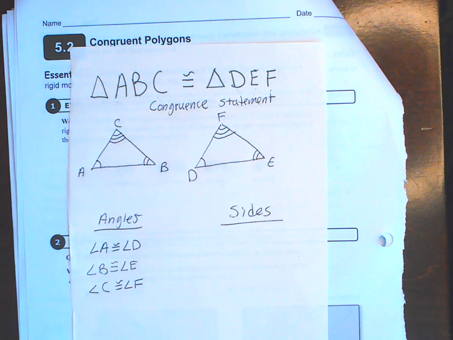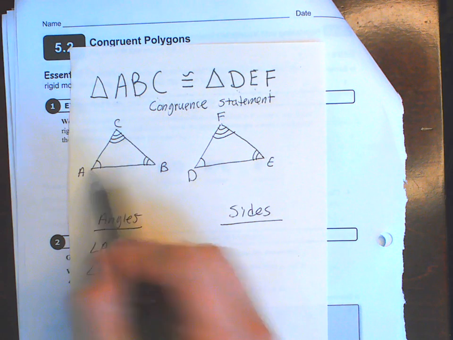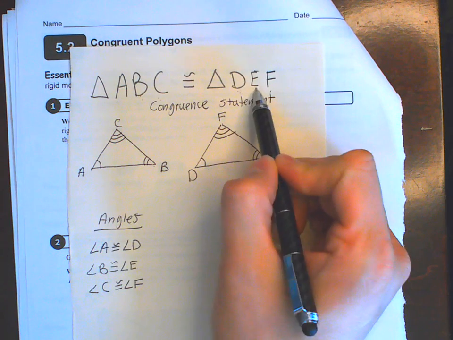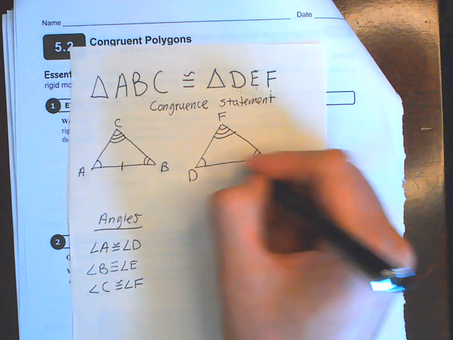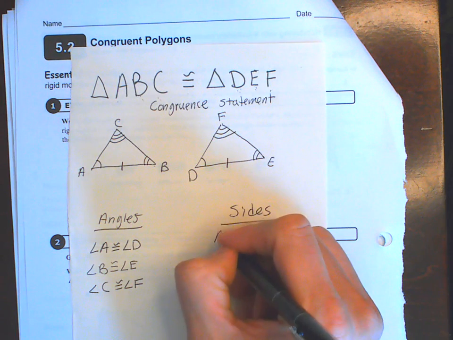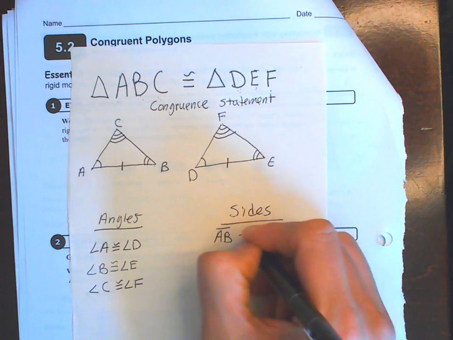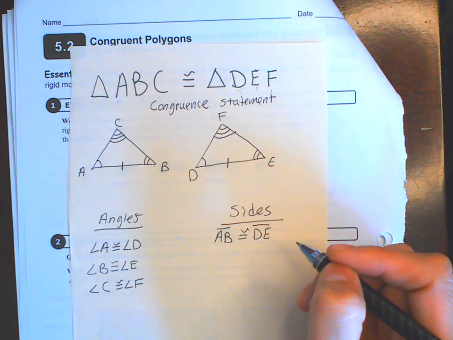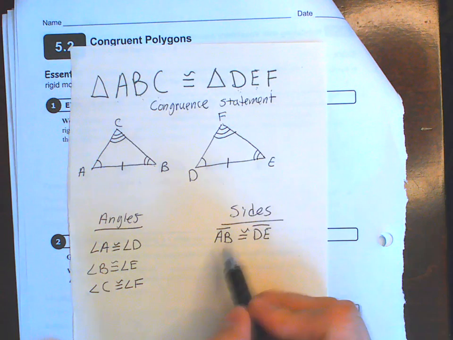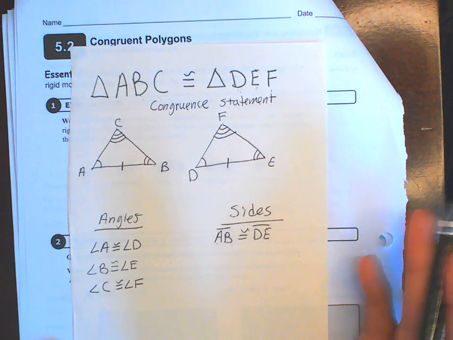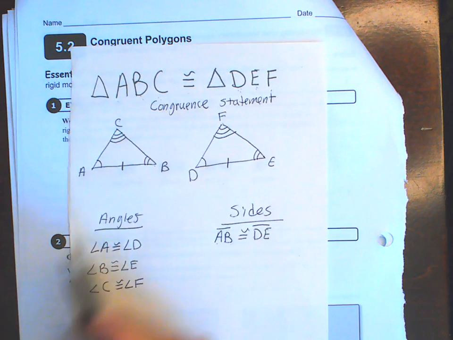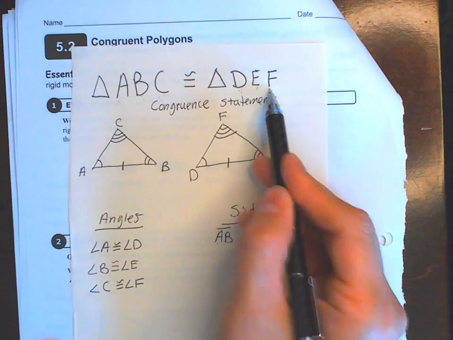Now, looking at the diagram again, okay, let's talk about the sides now. So you have side AB. Side AB is going to be congruent to side DE. So AB congruent to DE. Yes, order does matter. A lot of people like to write it as AB congruent to ED. No, you have to follow the same order that you have here. You have AB, DE.